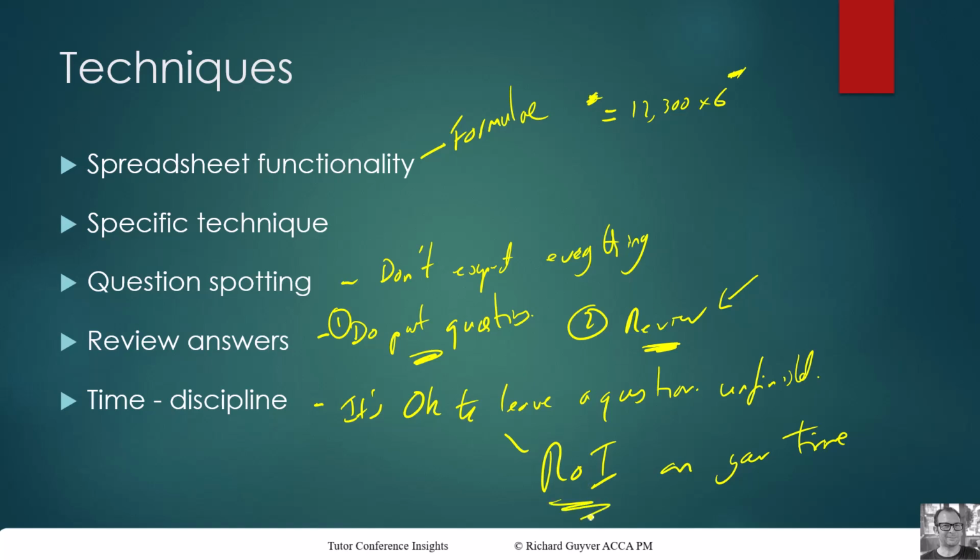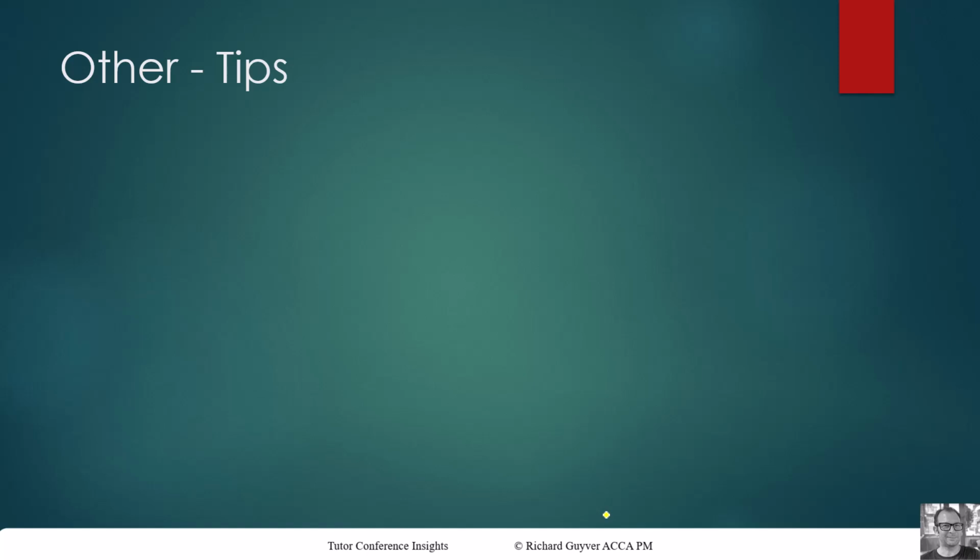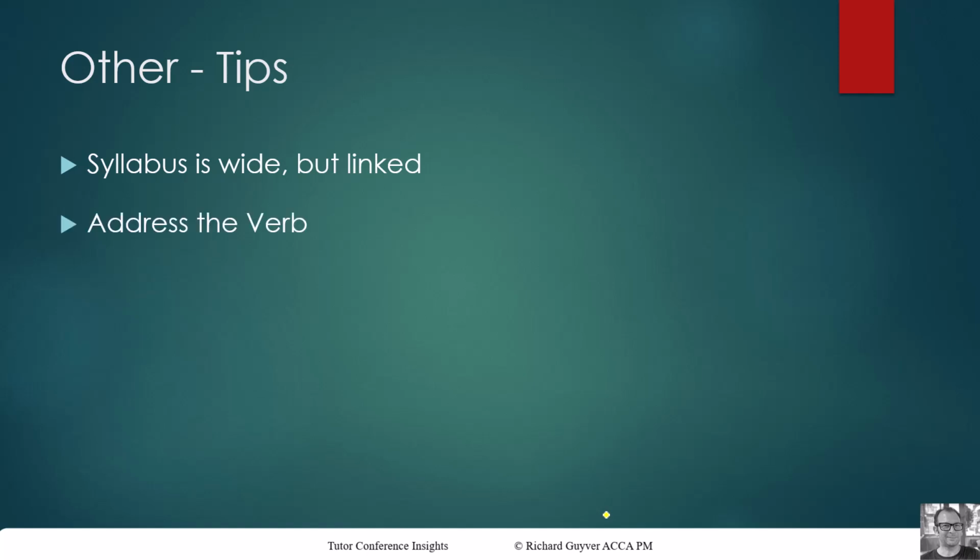Back to this ROI. Finally, I'll just go through a few tips that they've mentioned. The syllabus is wide and they recommend just see it as all linked. So it's all linked together. Don't see it as just a big syllabus, see it as an integrated syllabus that builds on itself. Another tip they gave, address the verb. If the verb says discuss, make sure you're discussing. If the verb says recommend, make sure you're recommending.